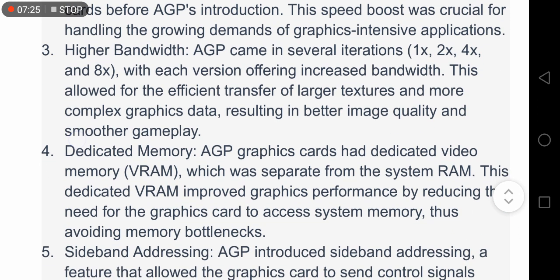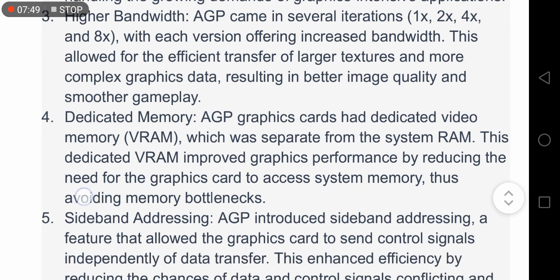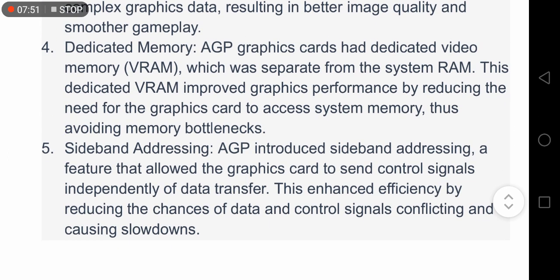Number 3. Higher bandwidth. AGP came in several iterations: 1x, 2x, 4x, and 8x, with each version offering increased bandwidth. This allowed for the efficient transfer of larger textures and more complex graphics data, resulting in better image quality and smoother gameplay. Number 4. Dedicated memory.